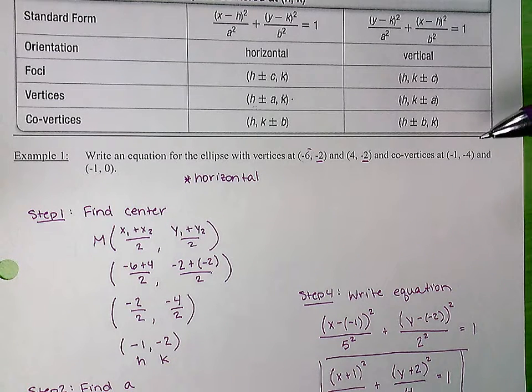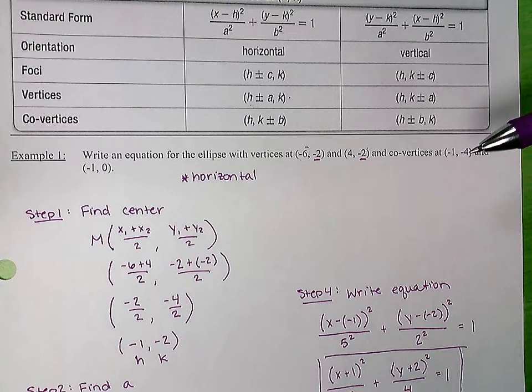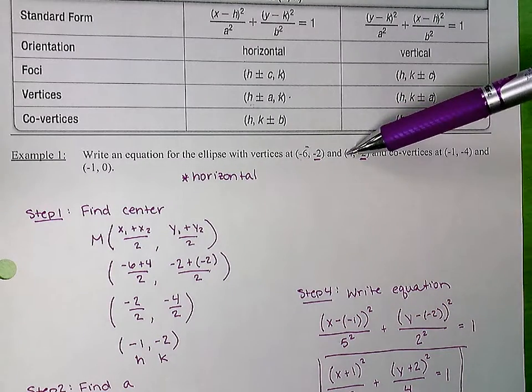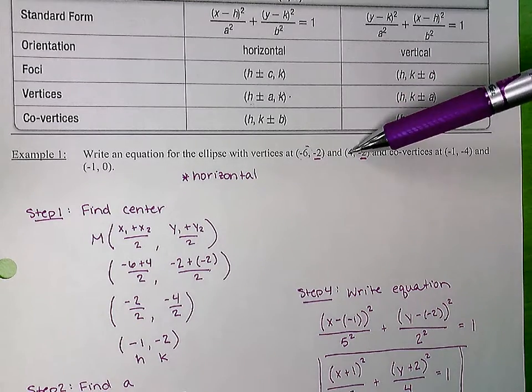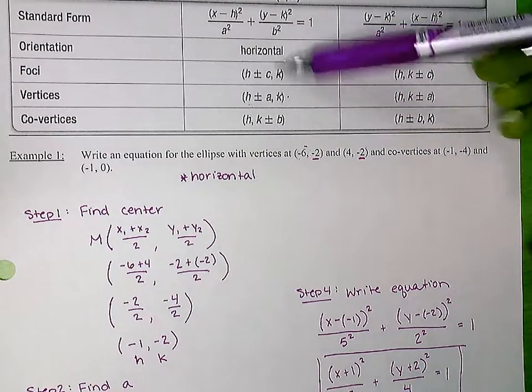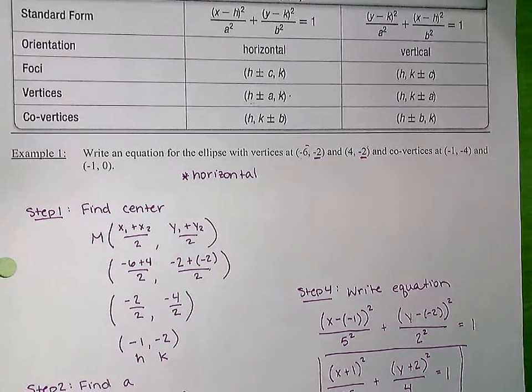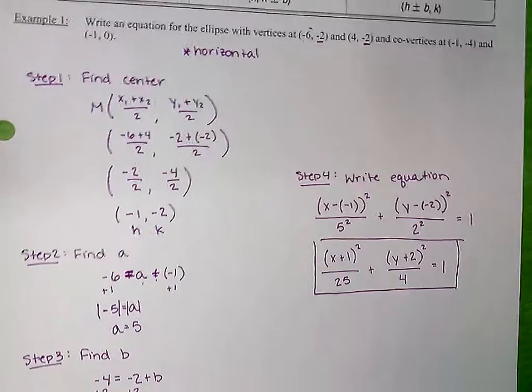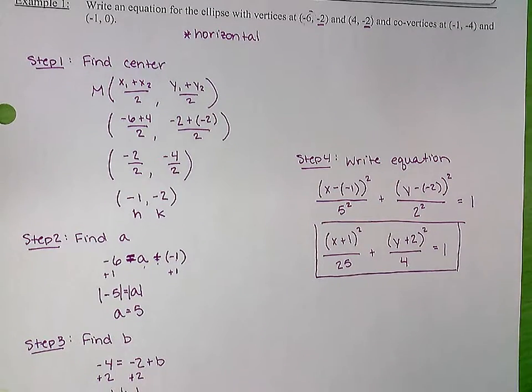So the first two are different? If your x values are different, it's going to be horizontal for your vertices. If your x values were the same, that means it would be a vertical ellipse. Is it X and Y? What do you mean? You said both the Y's were the same. If the x's are the same, then it's a vertical ellipse. If the y's are the same, then it's a horizontal ellipse.